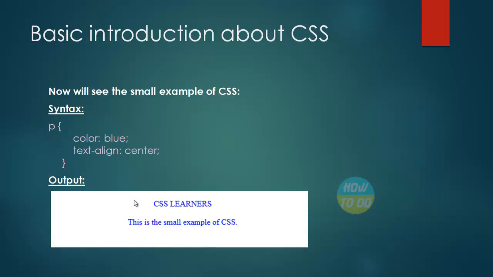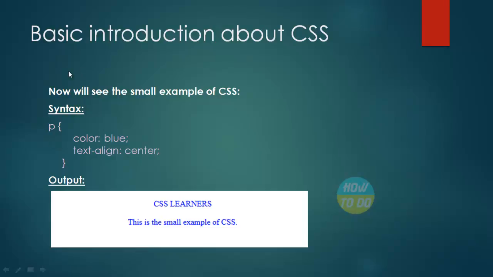Now we'll see an example of a small CSS program. This is the syntax. This is the positioning where I would like to give the instruction to the HTML document. So this is the P element. I would want to give this particular style to a paragraph.